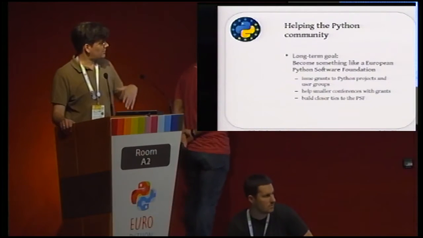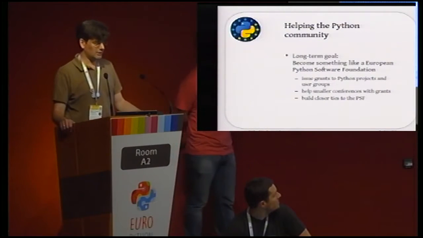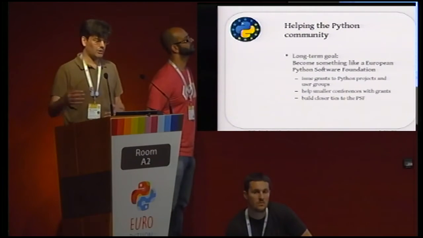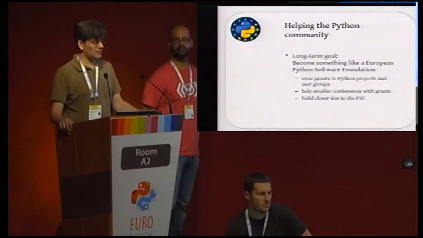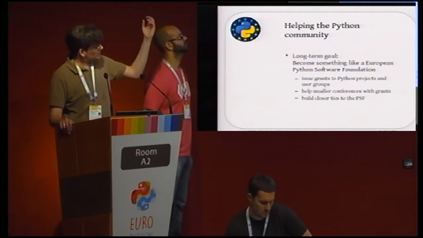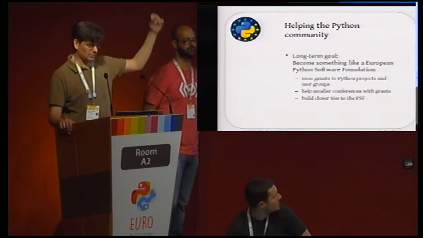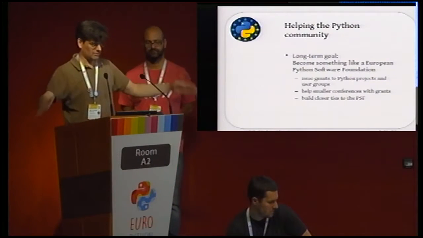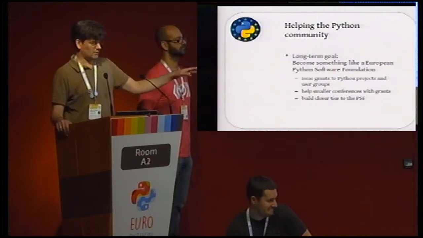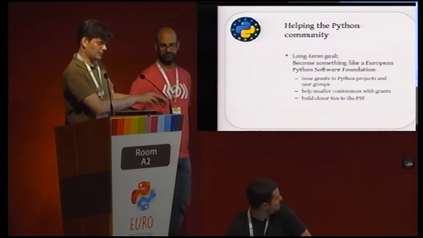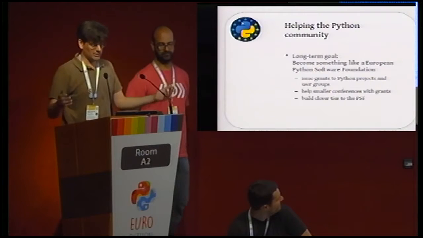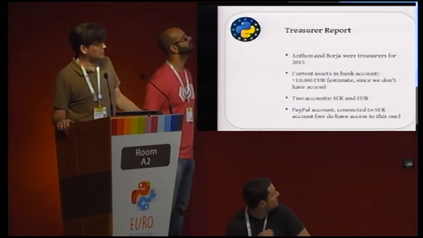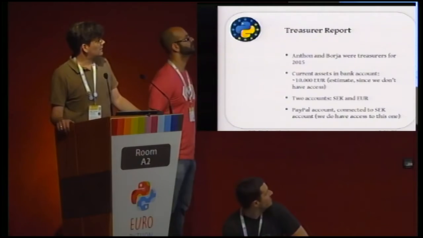And we want to build closer ties both to the PSF and also to the community in Europe itself, because we have a lot of members in the EPS that have very close ties to their local groups. So it's sort of the wishes that we have: we build something like a tree, a tree just upside down, so that you have lots and lots of leaves that are centered locally, and then it all goes up to the PSF eventually. That's the long-term goal of where this could go.